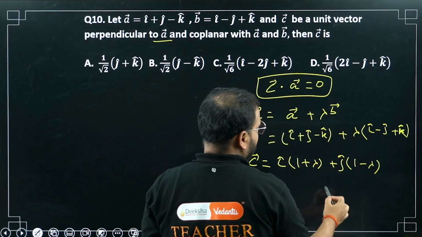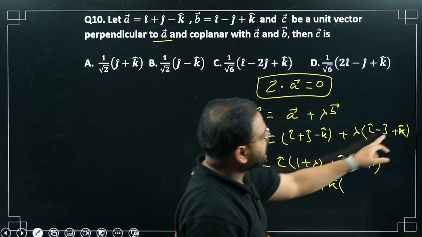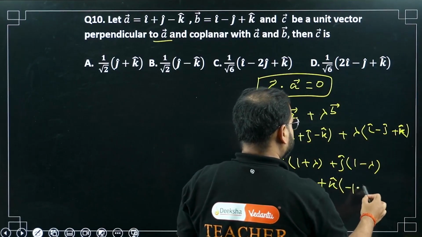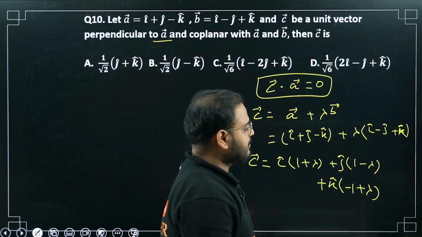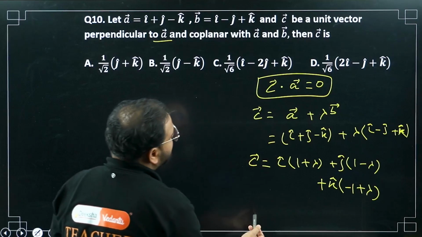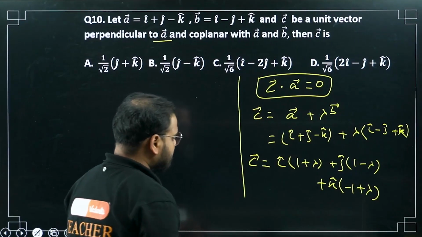What about k cap? k cap will be minus 1 here and plus lambda, because here nothing is there, so 1 into lambda will be just lambda. So minus 1 plus lambda. What is C going to be? C dot A is 0. So let's check this on this side.